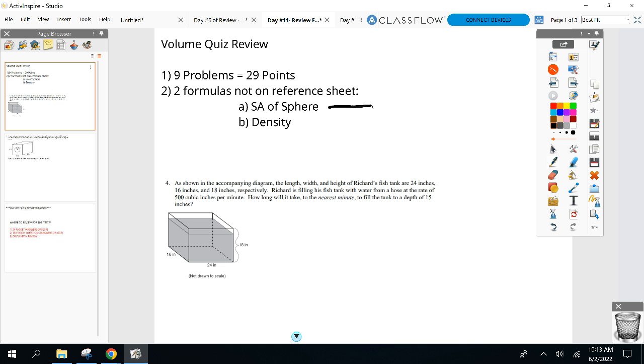The first one, surface area of a sphere. That's not on the formula sheet. That's on you. Anybody? 4? Think about it this way. 4 circles. 4 pi r squared. And then density we've been working on for the last 2 days. D equals m over v.